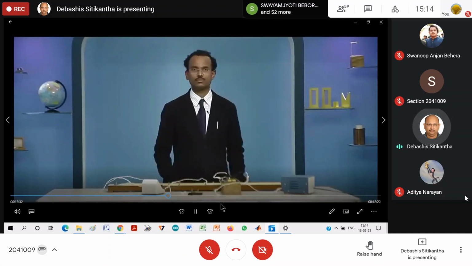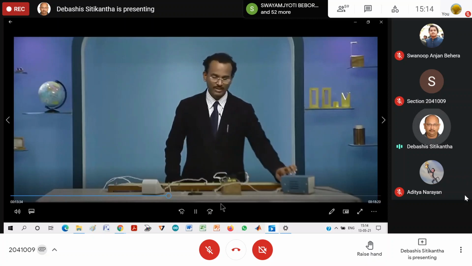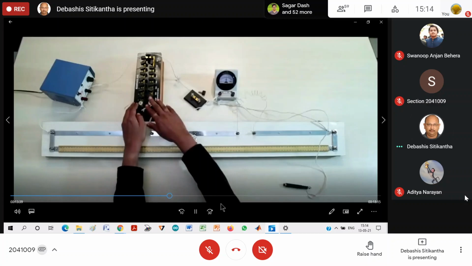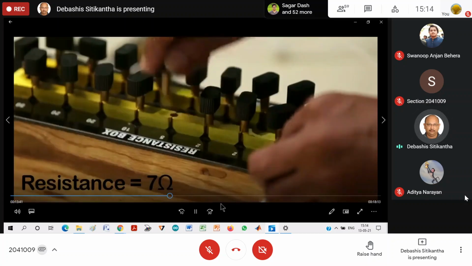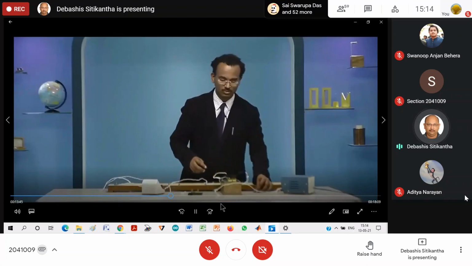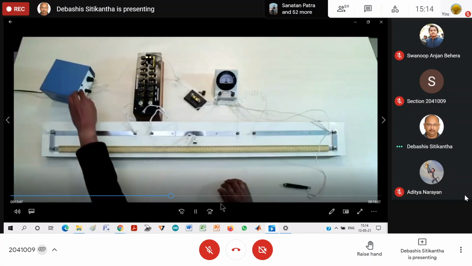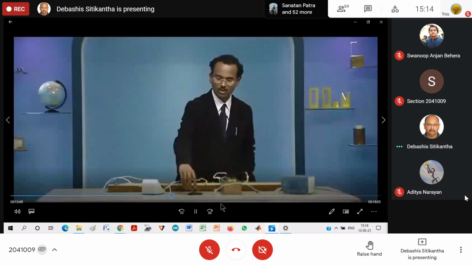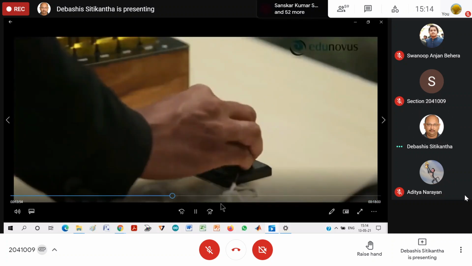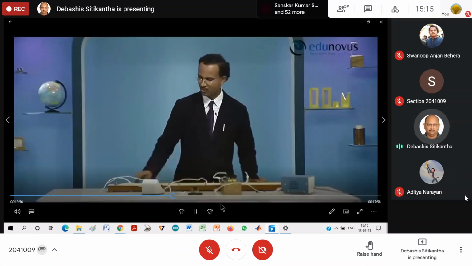Let's check our circuit first. Before I switch on the battery eliminator, I should include some resistance in the resistance box. So let me include 7 ohm resistance. I do that by pulling out the plug from 5 and 2 in the resistance box. Next, I'll switch it on. Now, to close the circuit, I'll plug in the key. So now current is flowing through the meter bridge wire.